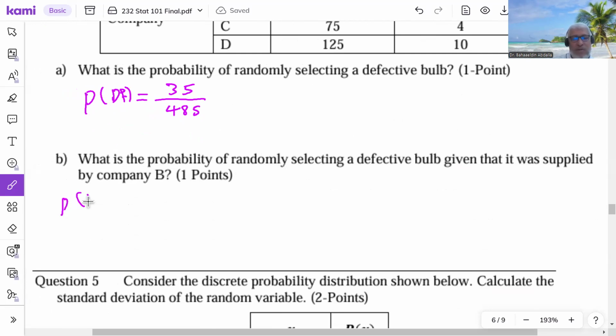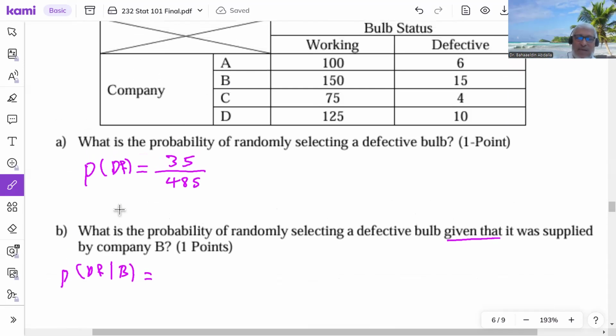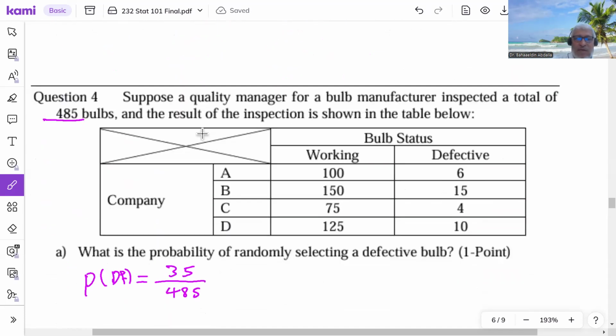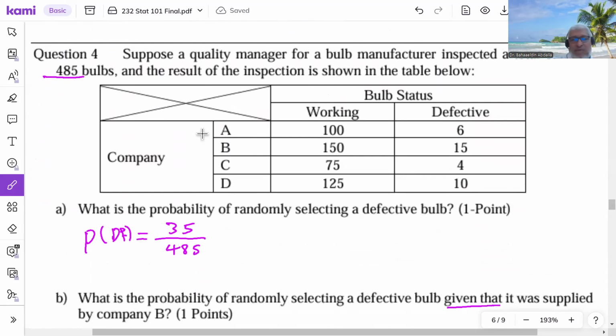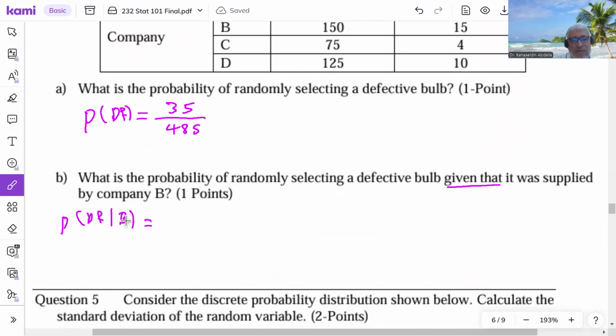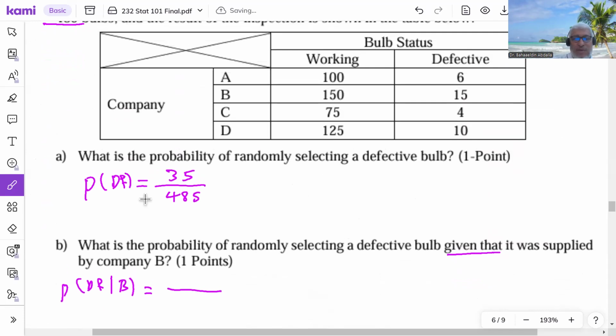So the probability of DF, given that it was supplied by company B, is again a conditional probability. So what is the probability of defective given B? Since we have a table here, I can solve it in two ways. I can use the same formula as before, but I want to use something else here because I have the table. If he says, what is the probability of defective given B? So I will only concentrate on company B.